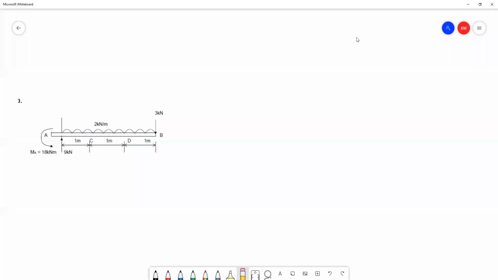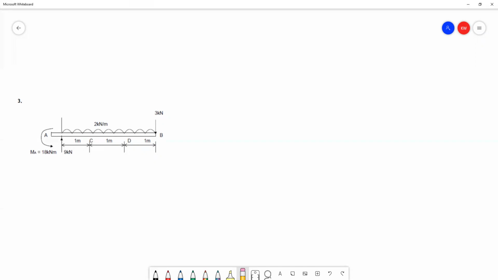In this video, we're going to look at the bending moments example 3. This occurs on page 11 of the course notes. So this is the problem with which we're presented. We have our beam with some point loads applied. We also have a uniformly distributed load.